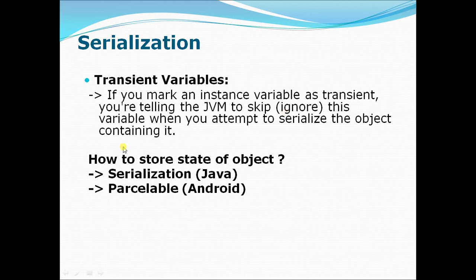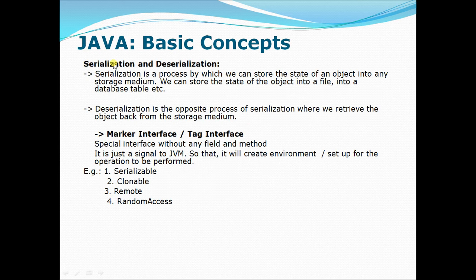How to store the state of an object? There are two ways. Serialization, which we are doing in Java. In Android, we will study a concept called Parcelable, which is exactly the same as serialization. And what is serialization? Serialization is nothing but conversion of your object into a byte stream and storing it somewhere. And what is deserialization? Just the opposite of it, getting the object back from your byte stream.